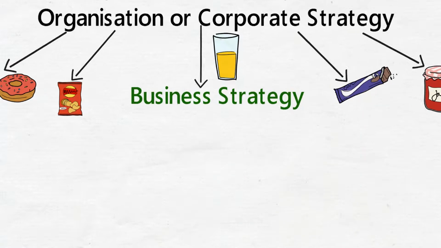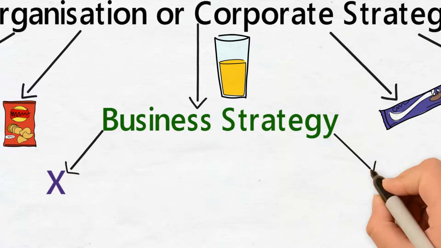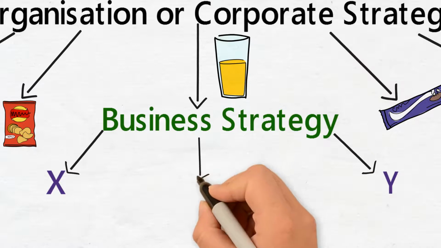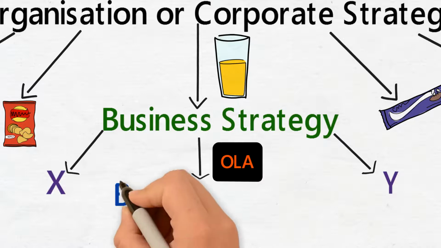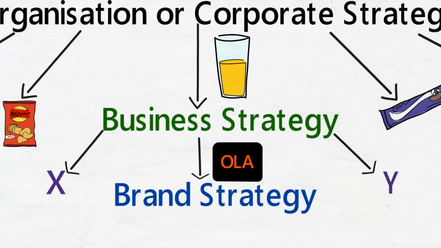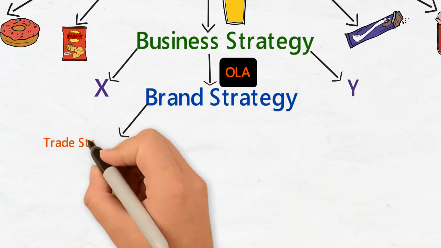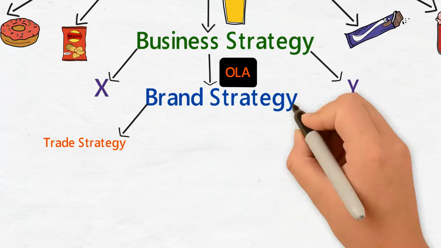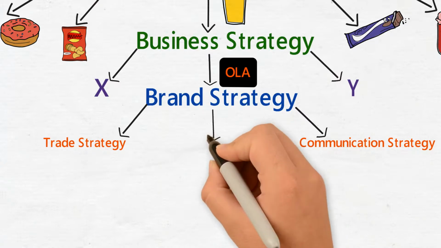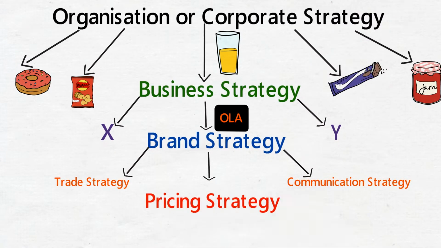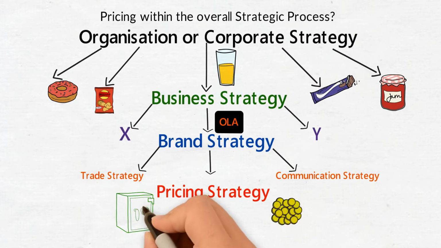Under each business, there could be a number of brands. There could be a brand X under beverages and a brand Y, and a brand called Ola, which we will use as an example in the future. For each of these brands, there could be a brand strategy. Rather, there should be a brand strategy. And under the Ola brand strategy, there will be a trade strategy. And there could be a communication strategy. And of course, a pricing strategy, which finally influences a brand's P&L. So this explains where pricing sits within the overall strategic process.